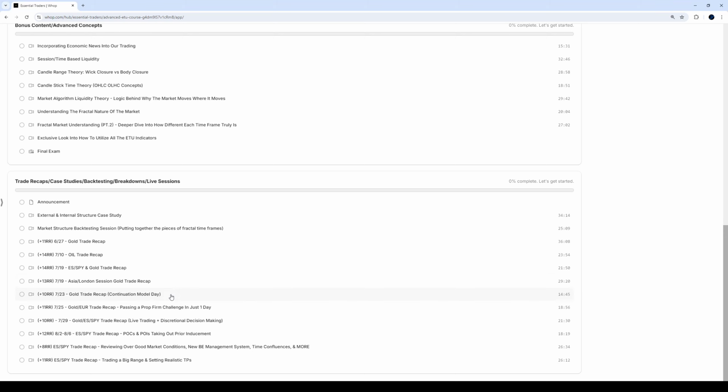Pass the challenge, phase 1, easy money. I go over the different types of models when I'm using them. These are just normal trade recaps with not many topics here. Talk about setting realistic TPs, expectations. Also some new content as well in terms of time confluences and a new break-even management system that you guys can also add that I've been testing. So just a ton of new content will be added under this section here.